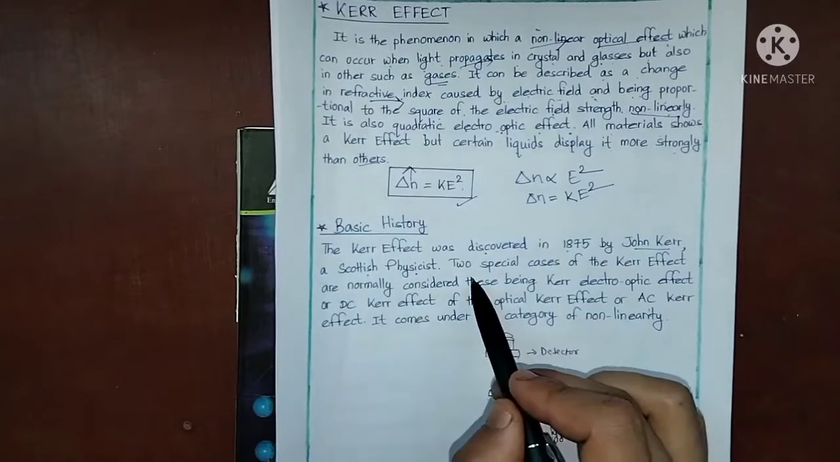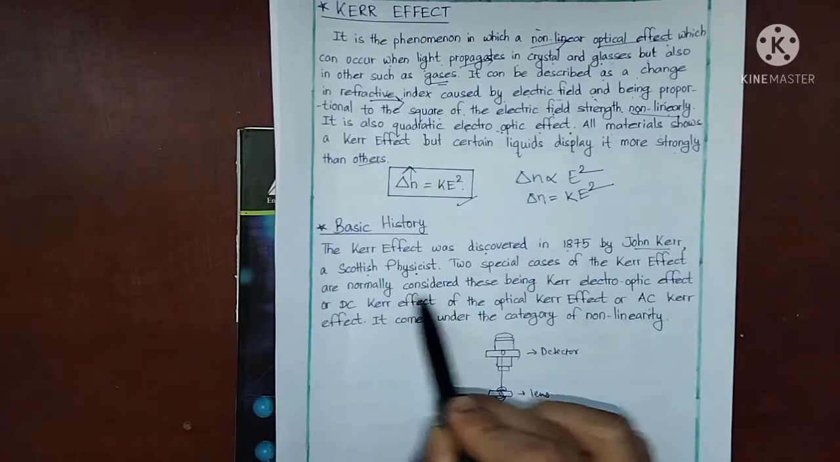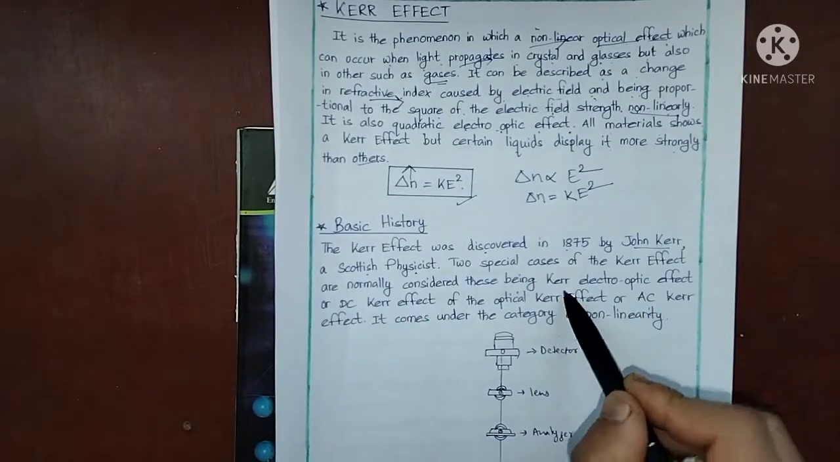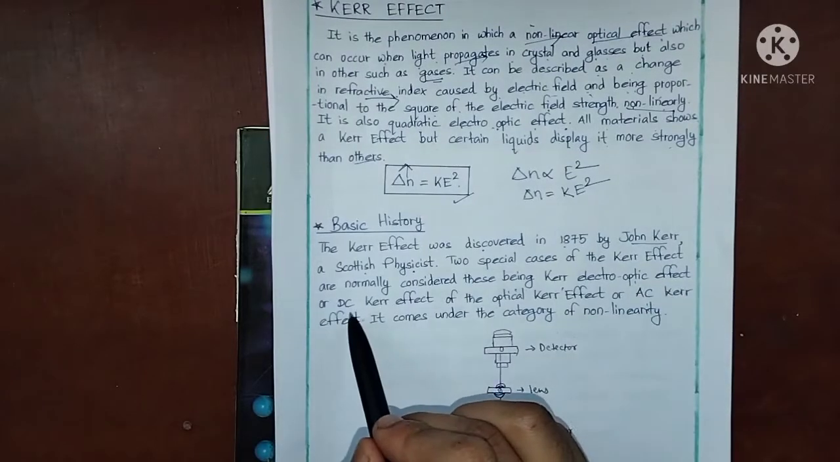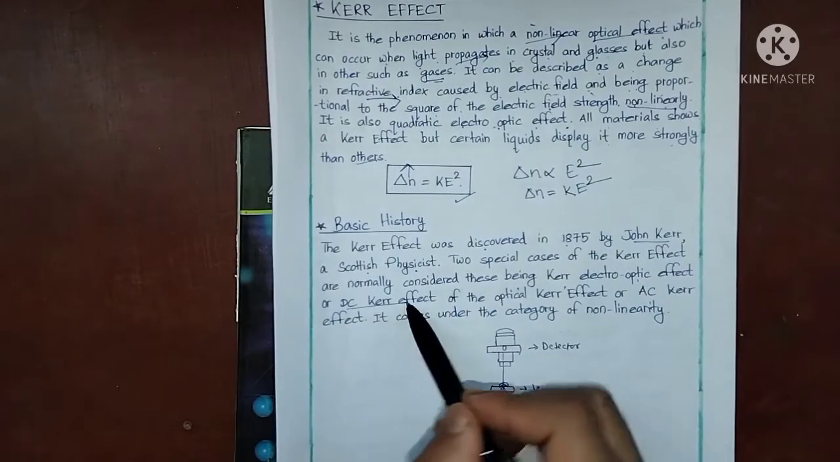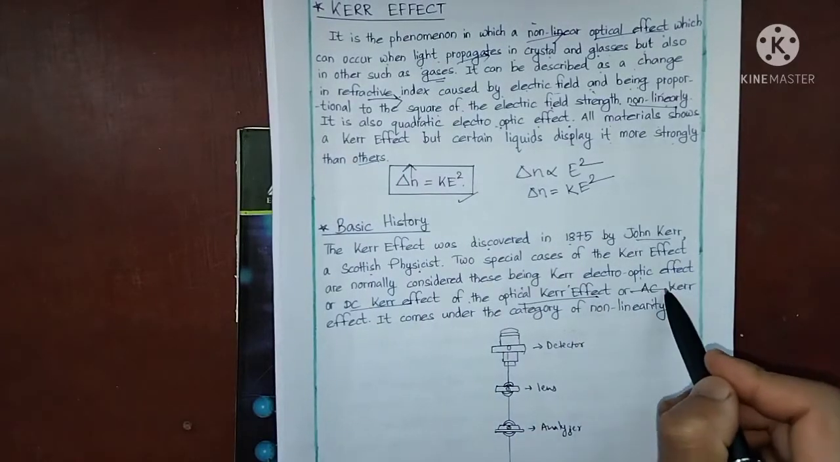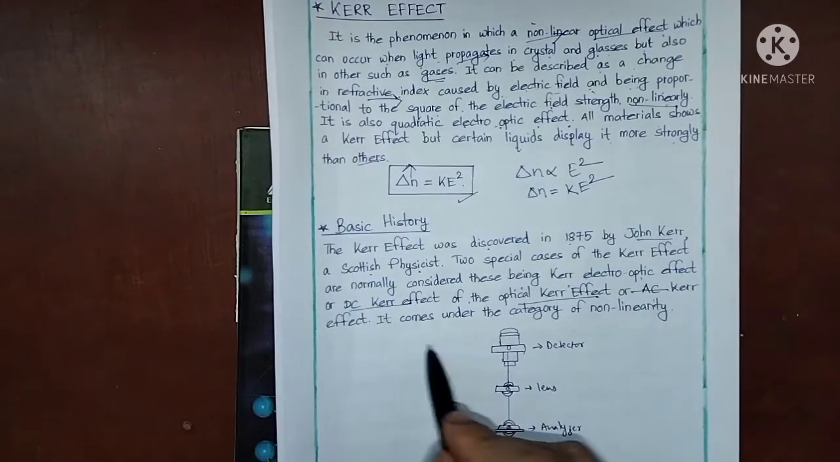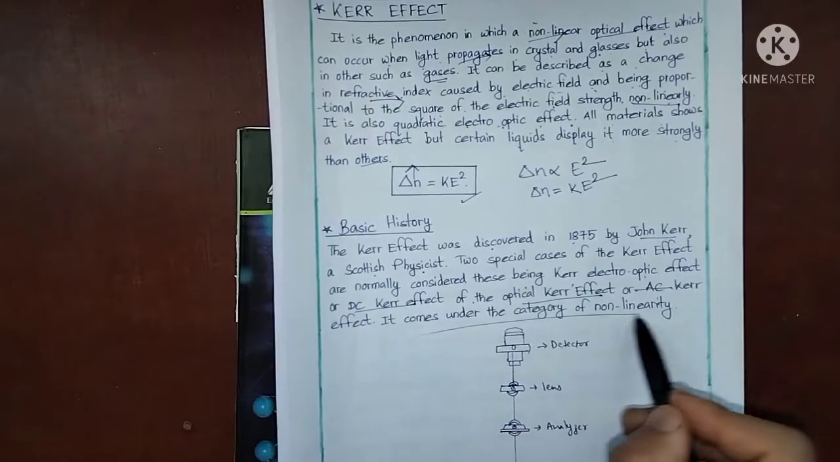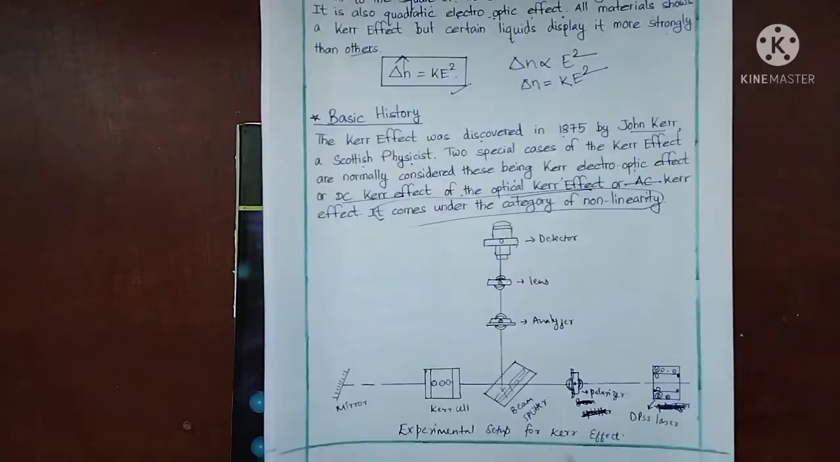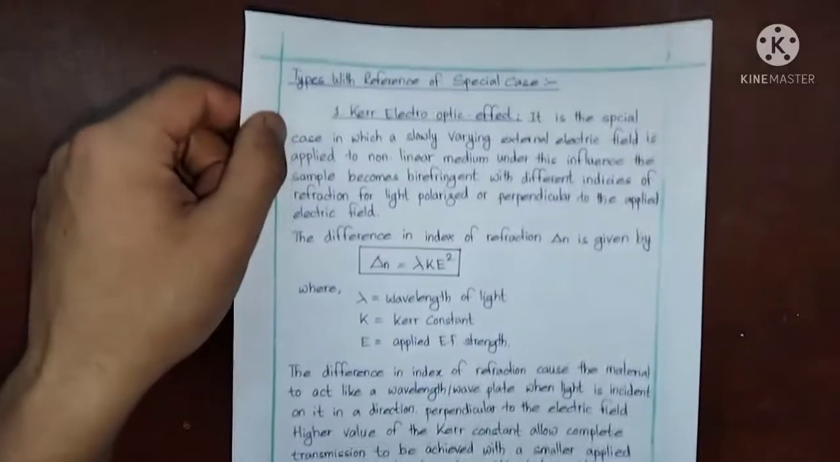Basic history: the Kerr effect was discovered in 1875 by John Kerr, a Scottish physicist. Two special cases are normally considered in the Kerr effect: the Kerr electro-optic effect, also called the DC Kerr effect, and the optical Kerr effect, also called the AC Kerr effect. It comes under the category of non-linearity. The setup for the Kerr effect.